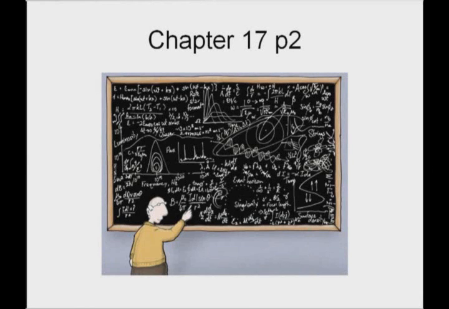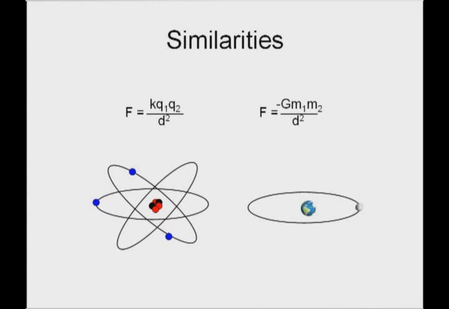Chapter 17 Notes, Part 2. Last week we were looking at similarities between gravitational force and the electric force. The moon is orbiting around the Earth because the gravitational force is pulling it towards the center, towards the Earth. An electron orbits around a nucleus because the electric force is pulling it towards the center, towards the nucleus.